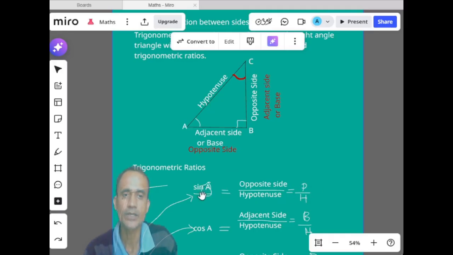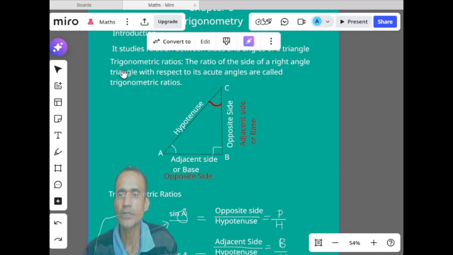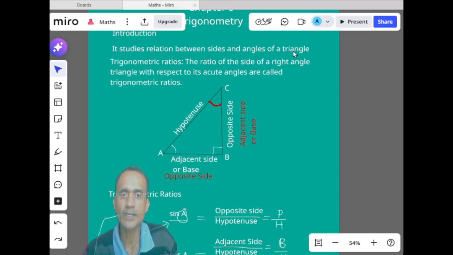We are saying sine of angle A, and if we want to know C, we will say sine of angle C. We are not saying sine of ABC, sine of triangle ABC. It is not for the triangle. These ratios are for the angle. What is trigonometry? It studies the relation between sides and angles of a triangle, and we will always have a ratio of the sides of a right angle triangle. So I hope you have understood the main difference, that these ratios are with respect to the angle we are talking about.